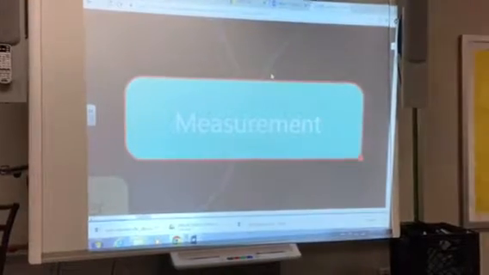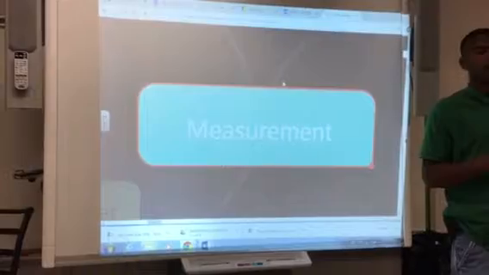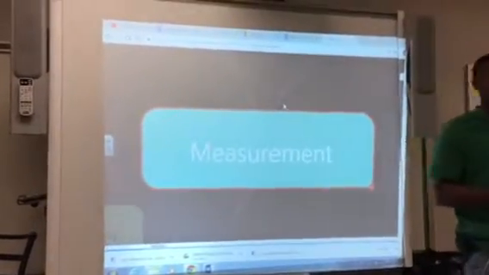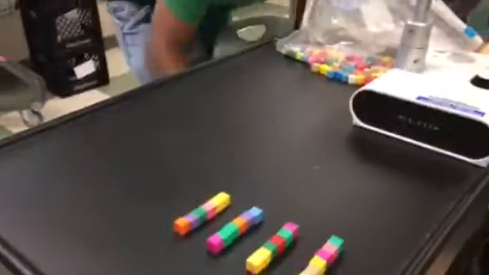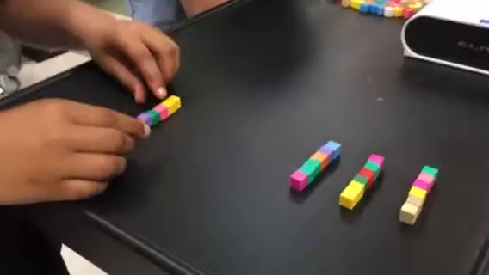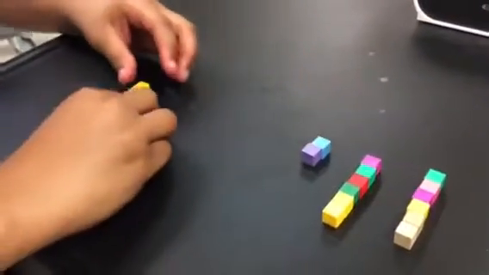volume. All right. First, I need a volunteer to come and build a rectangle that is 6 units long and 4 units wide. So we'll get a young lady. Come on. Right. So go ahead and build us a rectangle that's 6 units long and 4 units wide.